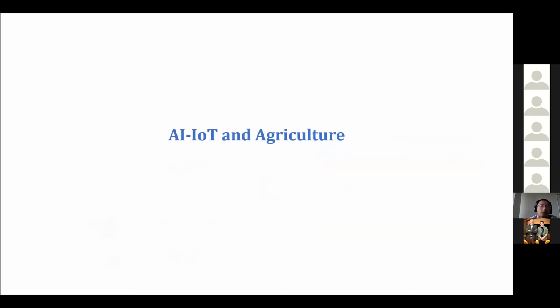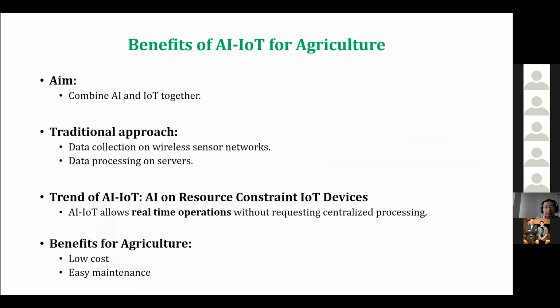Now, I'm going to say something about AI, IoT, and agriculture. So first of all, what is artificial intelligence and IoT? The aim of AI IoT is to merge these two concepts, these two techniques together. There are many traditional ways to do this. The traditional way is very straightforward. We first use some wireless sensor nodes to collect data. Or for example, we use surveillance cameras to capture the images and then send these images back to the server, and use the processing power of the server and machine learning models to detect, estimate what's the content in this image. That's a traditional way.